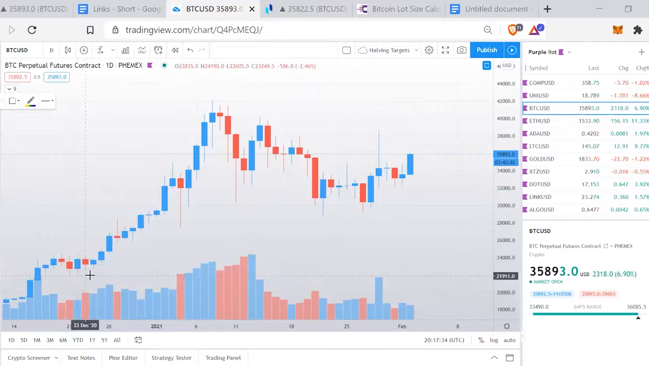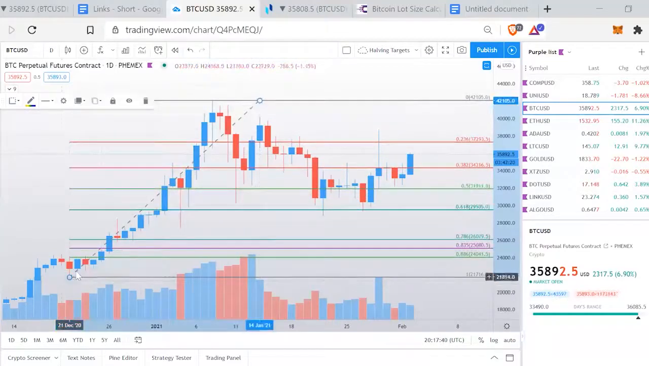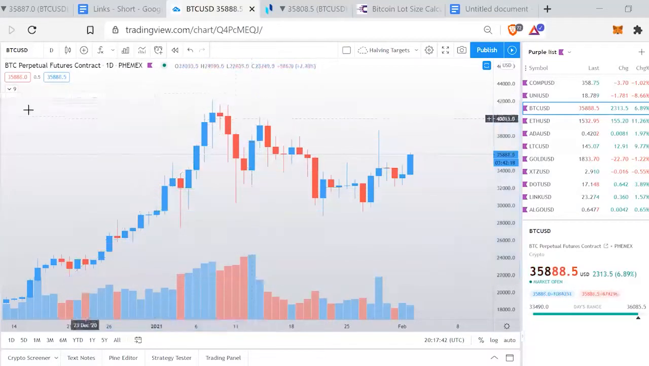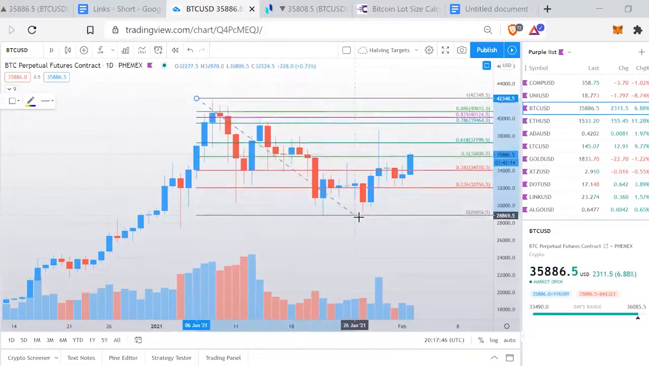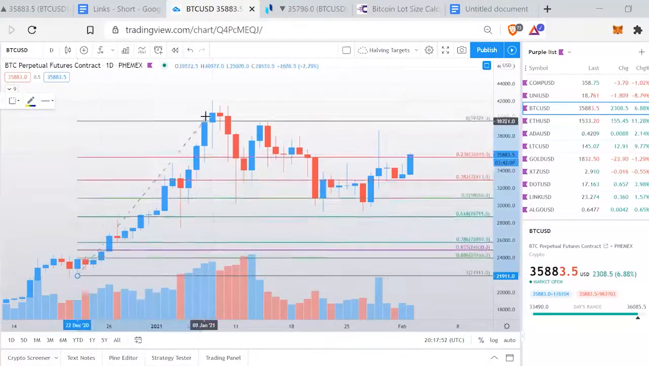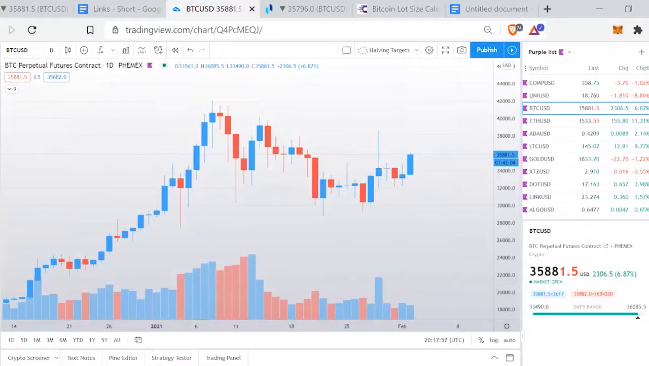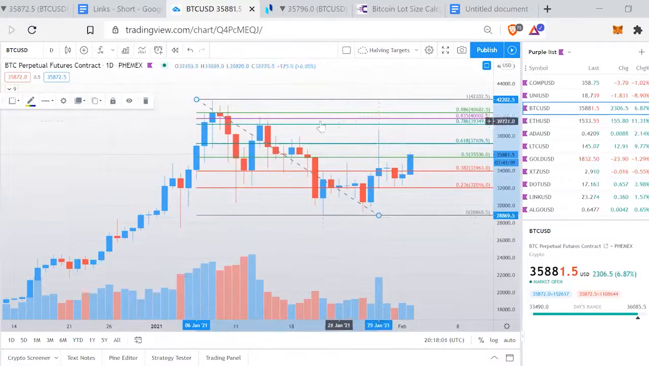To draw the Fibonacci retracement, you always want to make sure you're going from left to right. So from left to right, we go from low to high. And then from left to right, we go from high to low. Now, something to remember is if you're going from low to high, you're looking for a buy. And if you're going from high to low, you're looking for potential resistance or you're looking for a short.